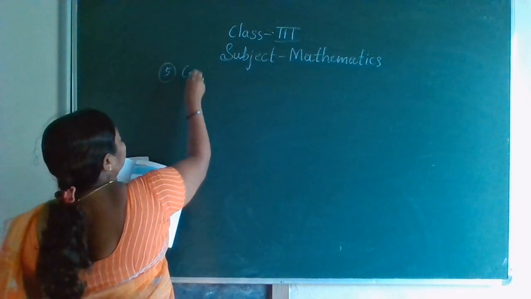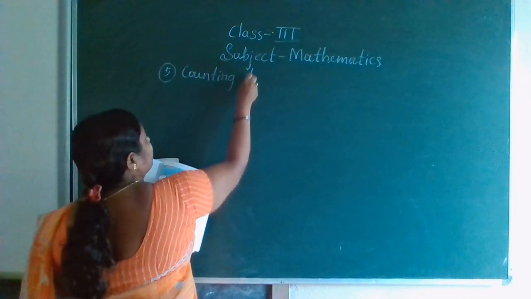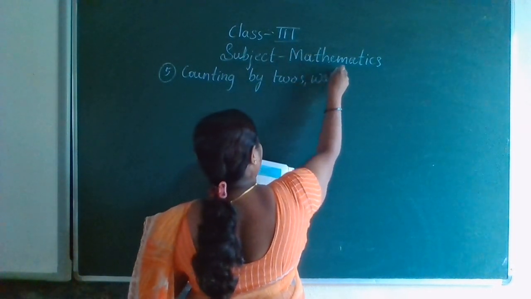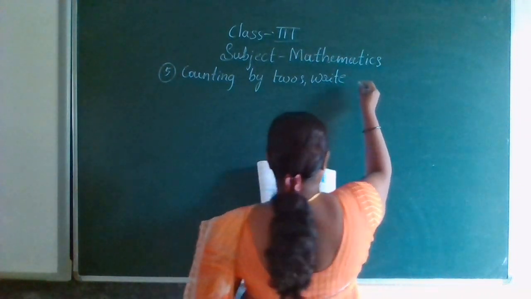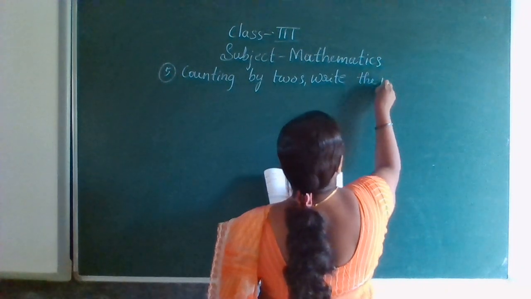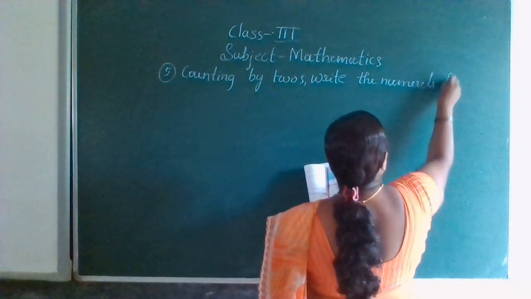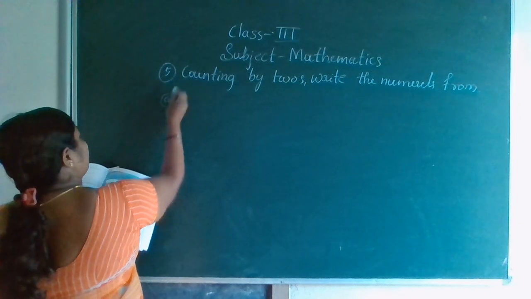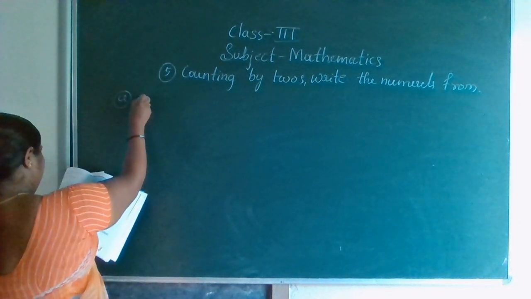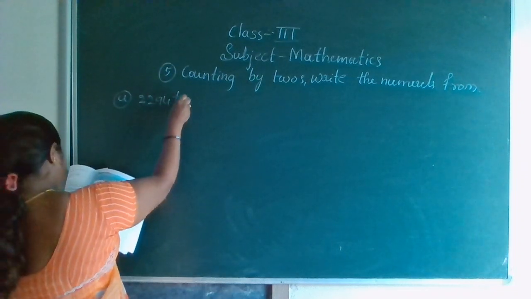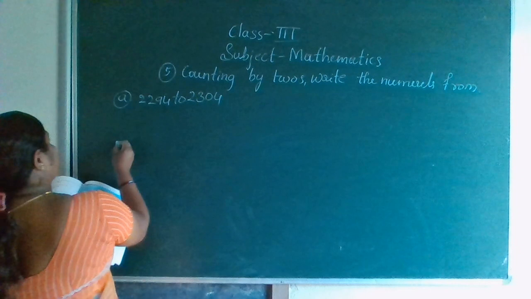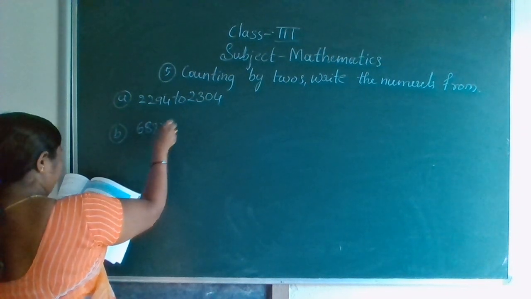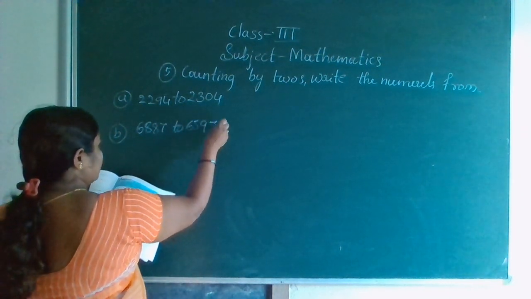Counting by twos. Write the numerals from: A, 2294 to 2304. B, 6887 to 6897.